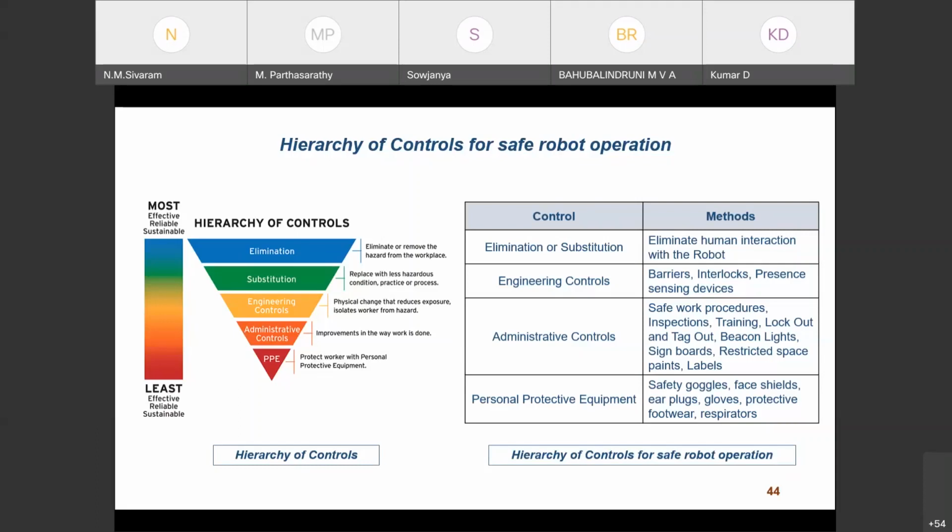If you are working in a noisy environment where material handling is taking place with some noise, then earplugs may need to be used. Safety footwear is generally used in industries. So these are the hierarchy of controls for the safe robot operation.